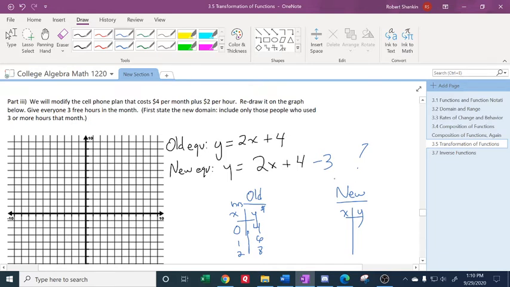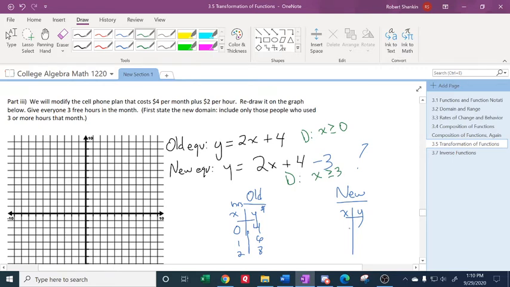First state the new domain. Now, the new domain, let me come to a different color here. This domain was x greater than or equal to 0. You can use 0 hours in a month. You can use any positive number. You're not allowed to use negative 3 hours in a month and get some money back or something. That wouldn't work. This one, the new domain, we're only going to consider it for x greater than or equal to 3.